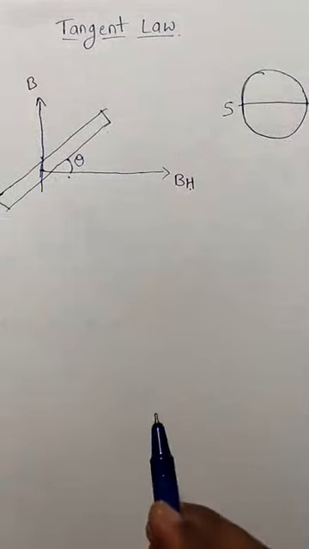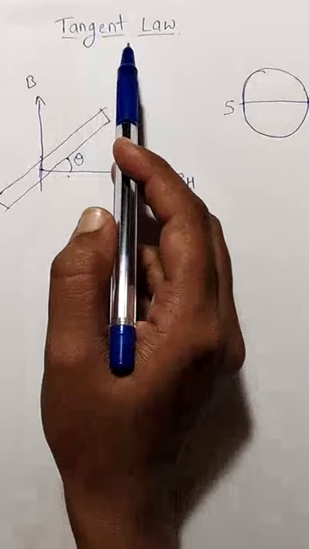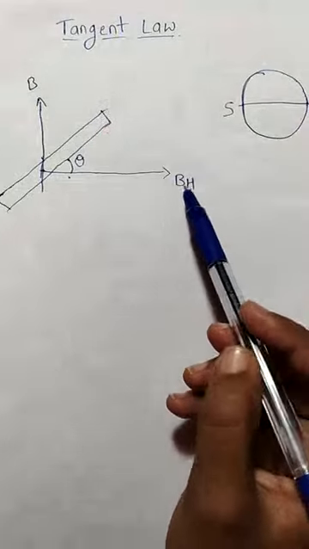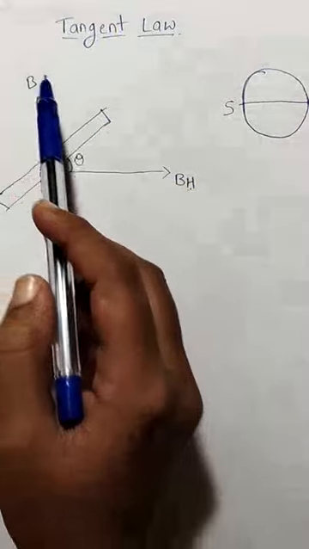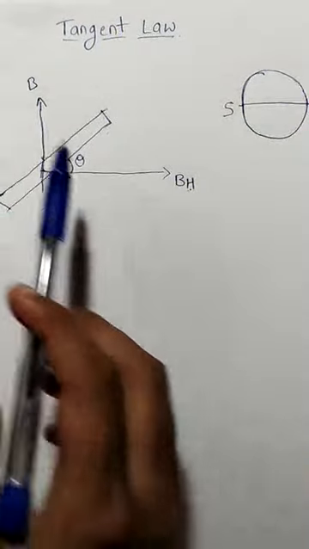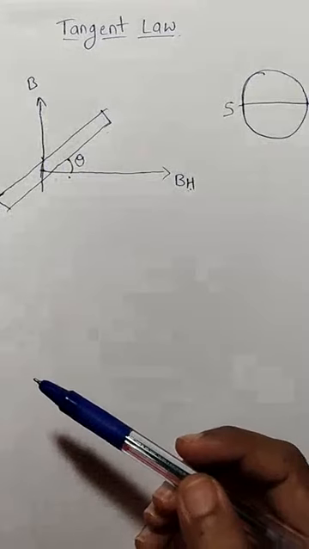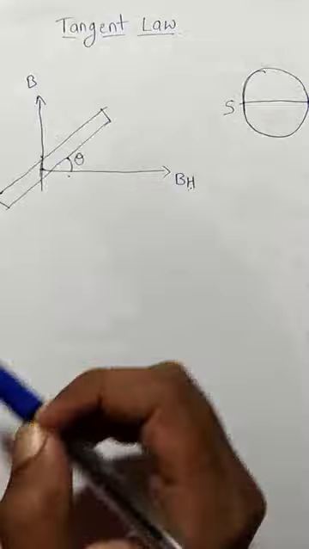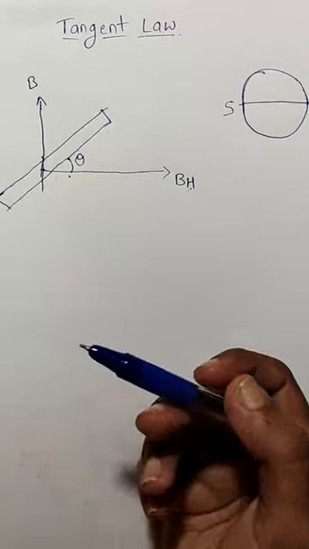Both are perpendicular to each other. So if it is the case, what does the tangent law say? The tangent law measures the ratio of these two magnetic fields. It will give the strength of these two magnetic fields as a ratio. So how do we find that?